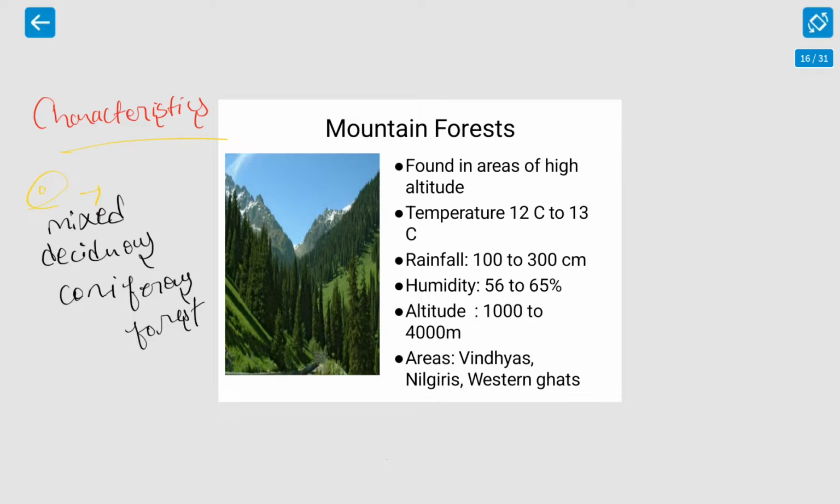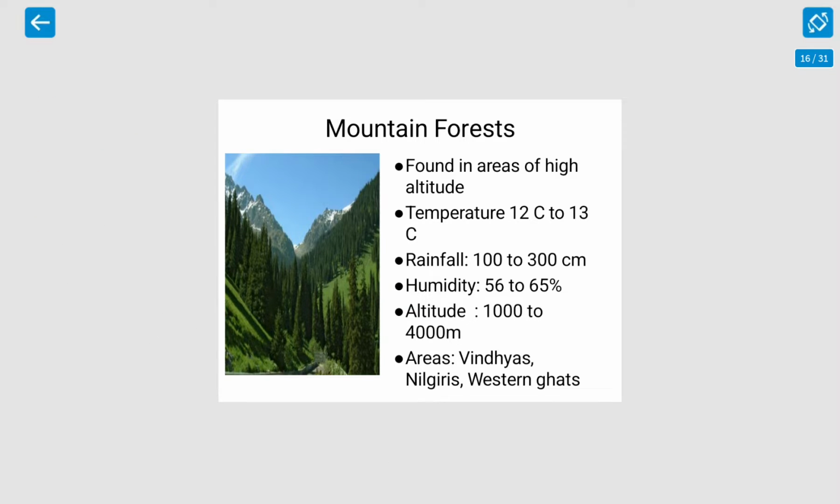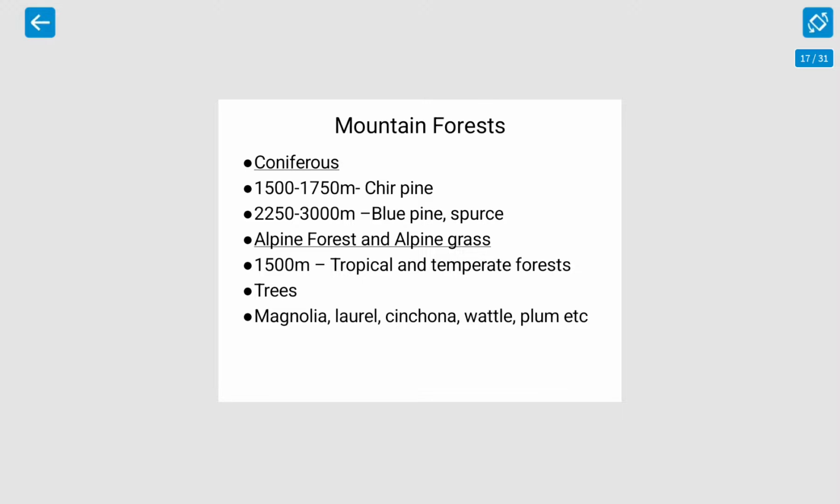Then species. The species which can be found here, I can talk about it next. So species can be like pine, spruce, cedar, then your pine. In the north, eucalyptus in the Nilgiris. It is there in the tropical deciduous forest. So some tropical deciduous forest is also found in the mountain forest.